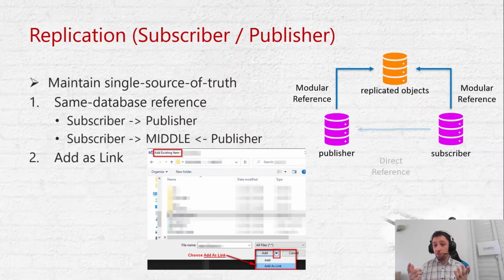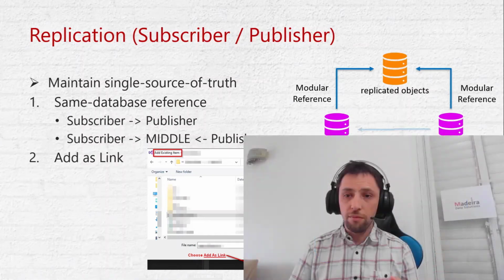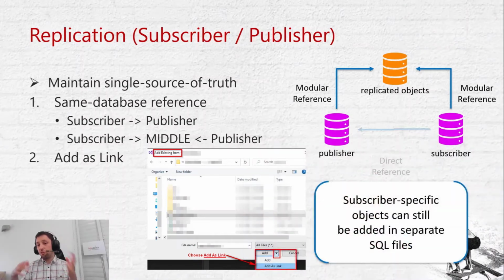Okay, this is very useful for replicated objects, because you don't need to mess around with database references that could have other issues, and it makes deployment much simpler, and also maintains a single source of truth, because the actual physical file exists only in one place. And when you change it in this one place, it automatically affects all of those dependent on it.